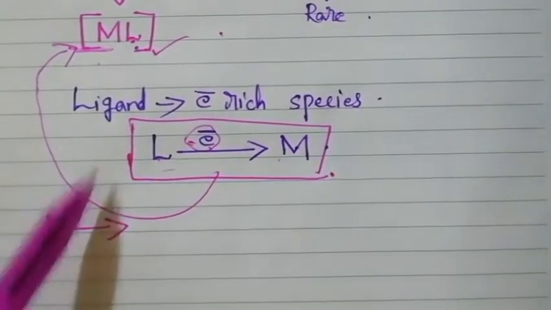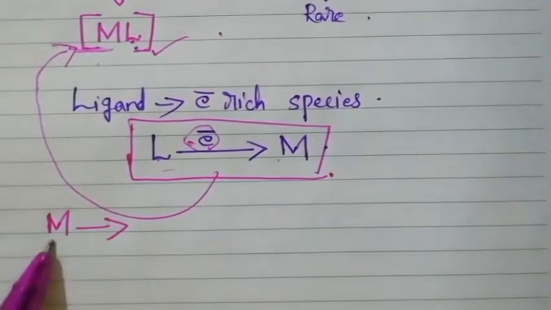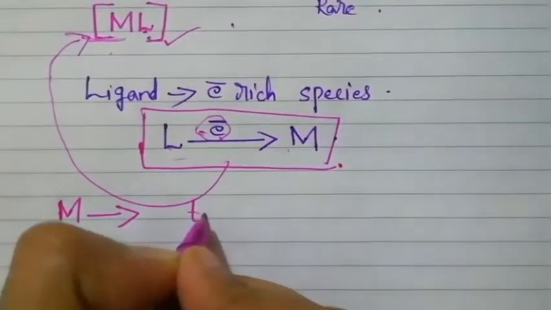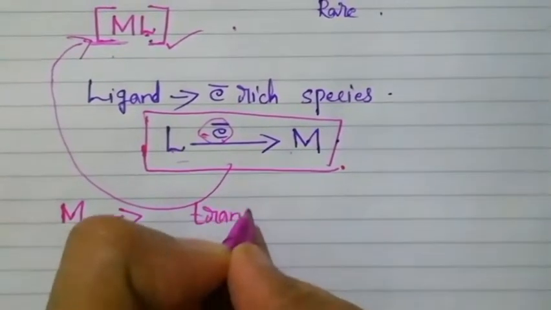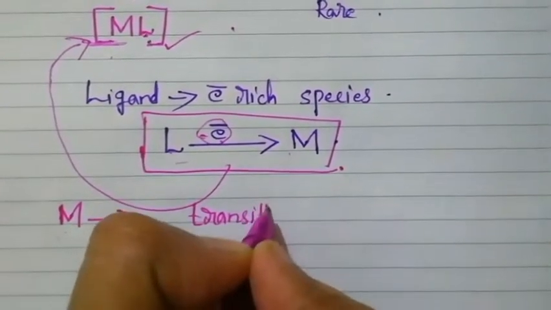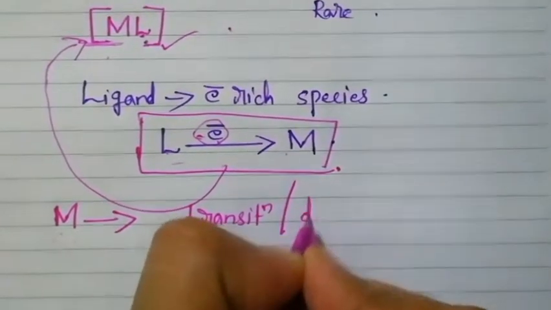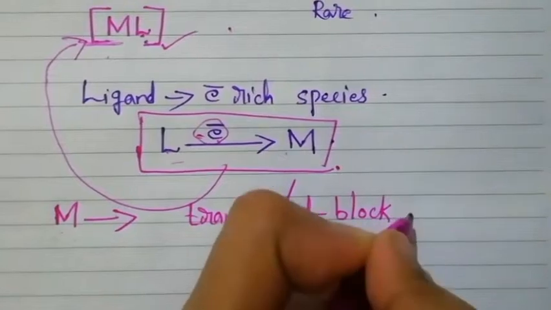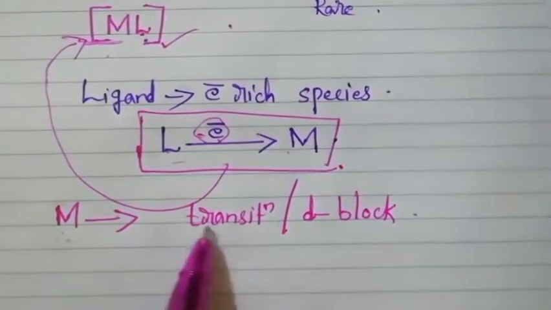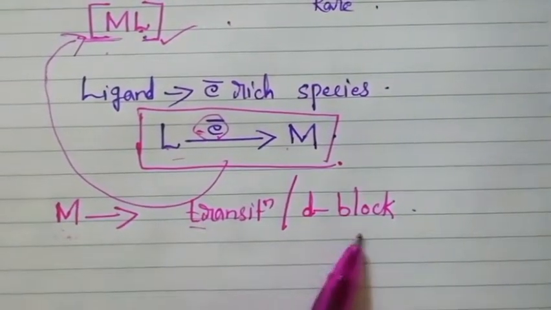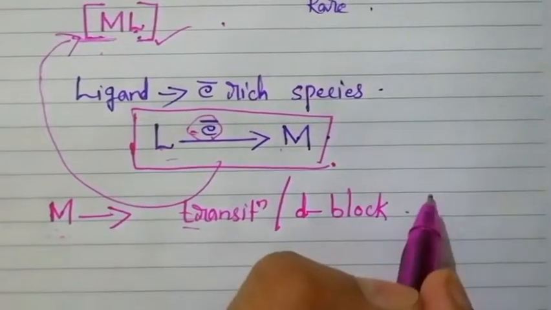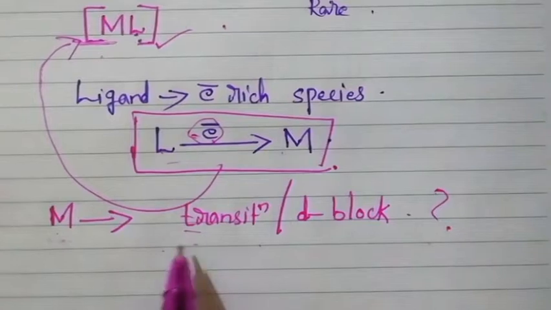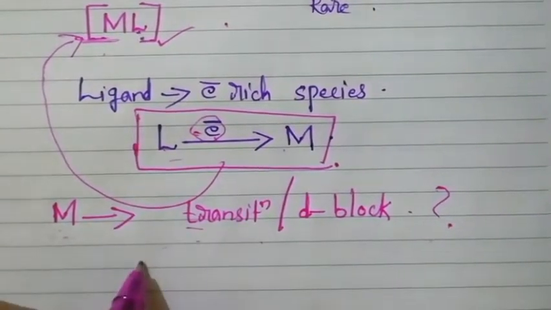Now let's see the condition for the selection of metal. All metals cannot be used for the preparation of coordination compounds. We prefer only transition elements, that is, the d block elements, as the central metal atom. So remember, the central metal atom must always be a transition element, and the ligand should be an electron-rich species, whether neutral, positive or negative.